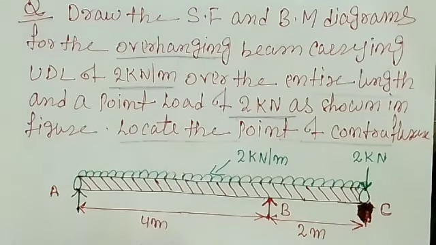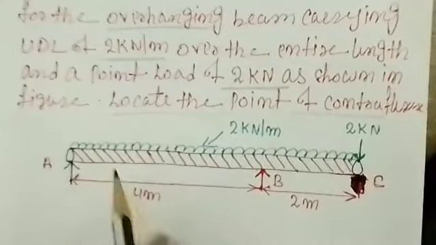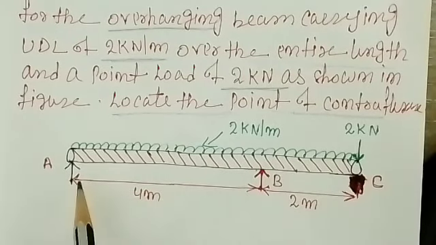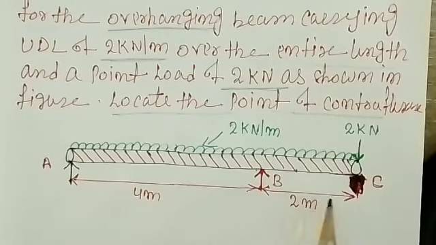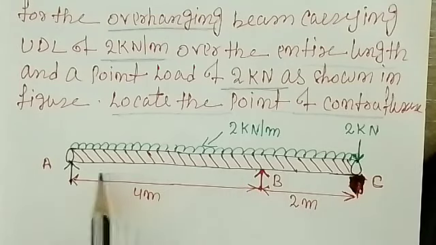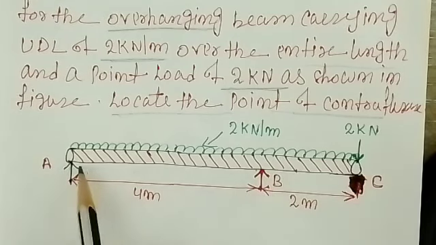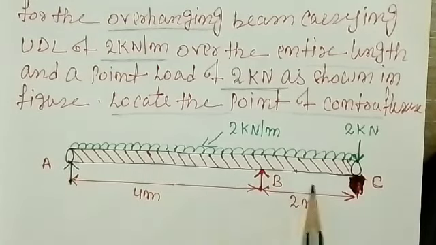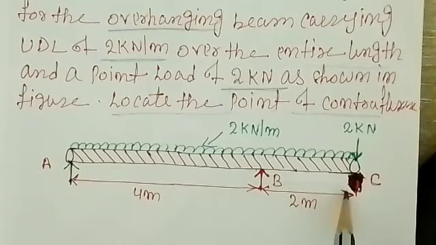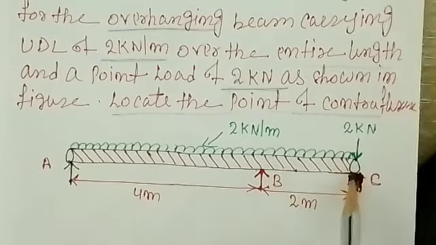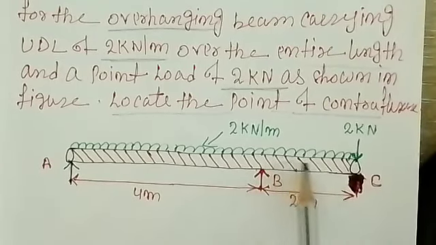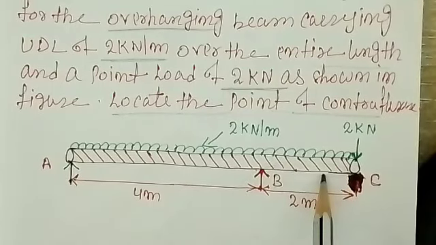So first of all, you can see the analysis of the beam. The overhanging beam has a length of 6 meters, and up to 4 meters the beam is simply supported. Means from A to B you have two supports acting over the 4 meter length, but beyond B there is a 2 meter length which is extended beyond the support.